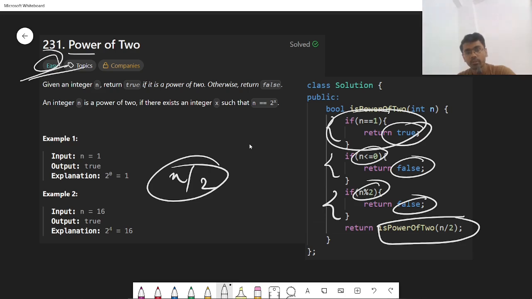So this was the explanation and the coding part of the problem. I hope you understand this problem.